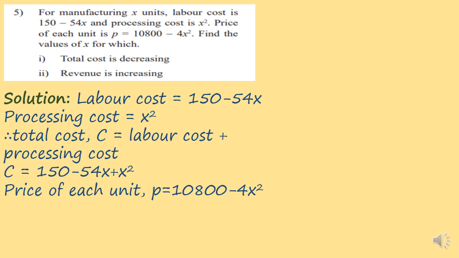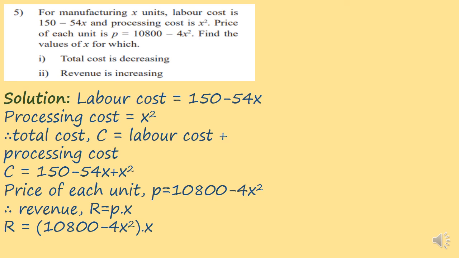Now the price of each unit is also given to us as a function. So from this we get the revenue, which is the total price, that is P into X. We get the revenue by multiplying both, that is the price function by the number of items, X. And therefore we get the revenue as 10,800x minus 4x cube.